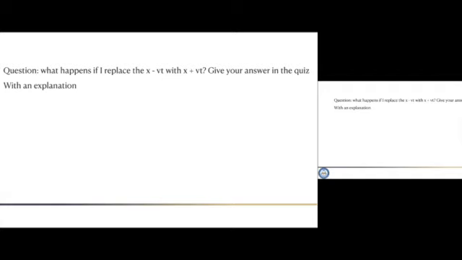So I now have a question for you that you will answer in the quiz. What happens if I replace x minus vt with x plus vt? Give your answer in the quiz with an explanation. I'll give you a minute or so to answer that in the quiz, and then you can write your explanation out as well.